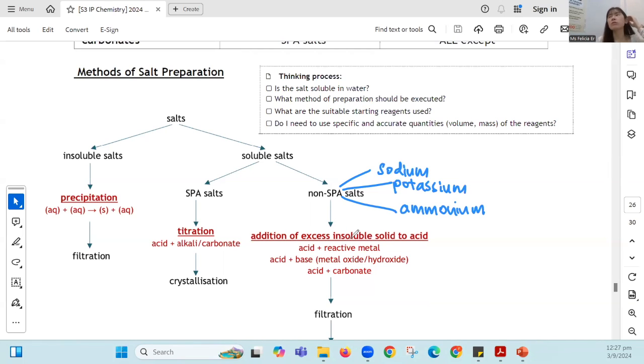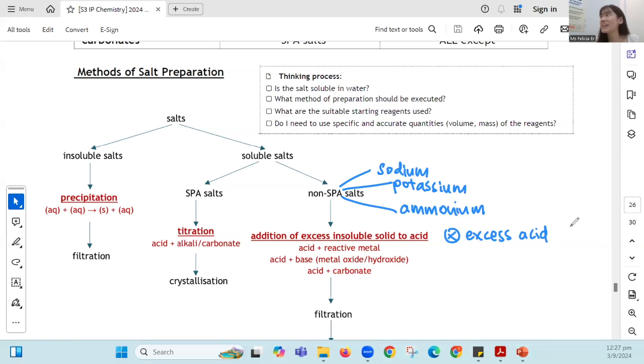But take note, whenever you add excess, it's excess solid, not excess acid. Why? Why can't it be the other way around? Because I know that metal will react with acid, whether excess acid or excess metal, they can still react. Why can't it be the other way around? Does anyone know why I cannot put it the other way around? Why must it be excess solid? Why can't it be excess acid? Have you ever thought of that? Or just, okay, teacher says like that, just remember.